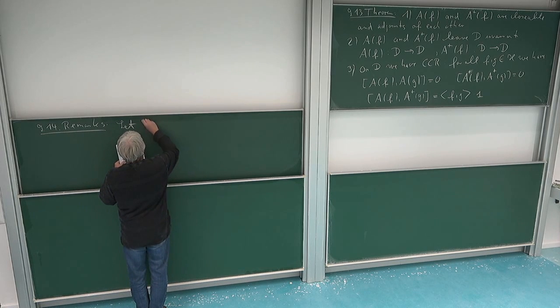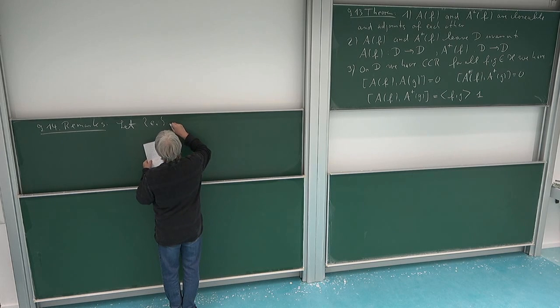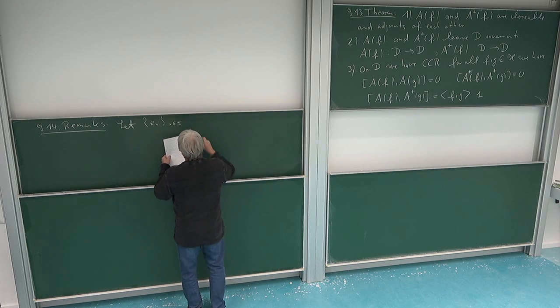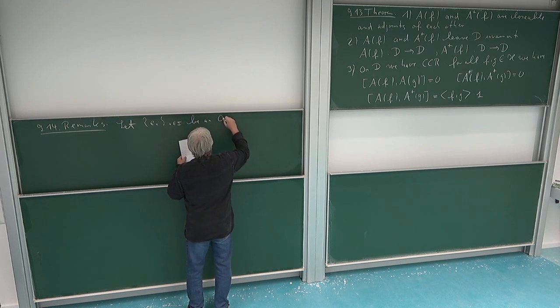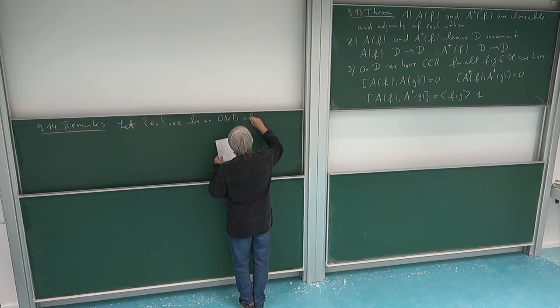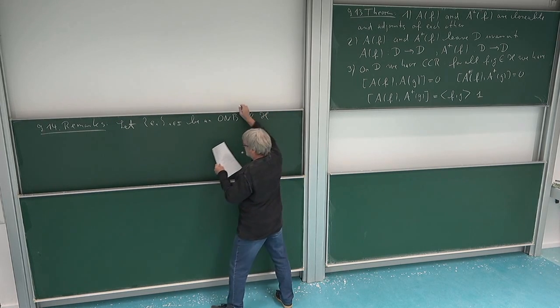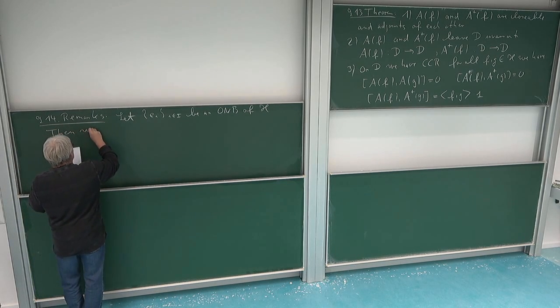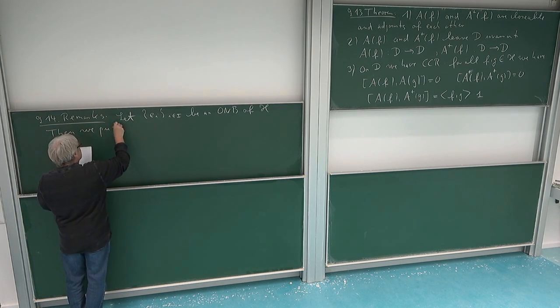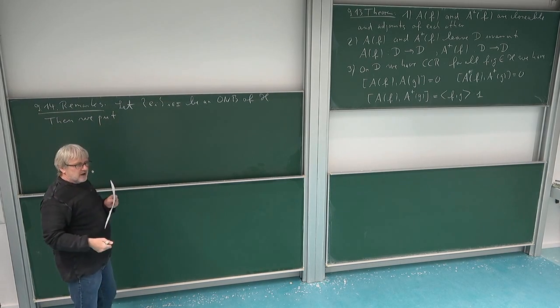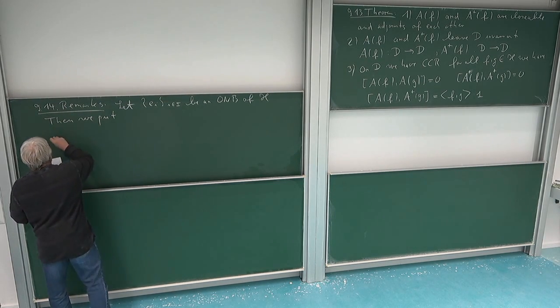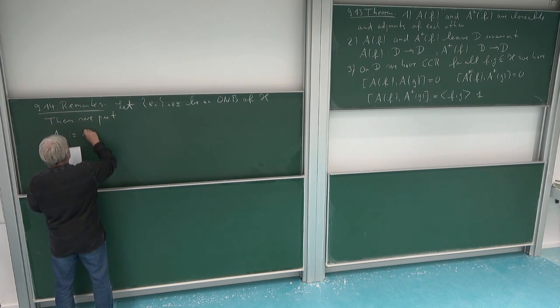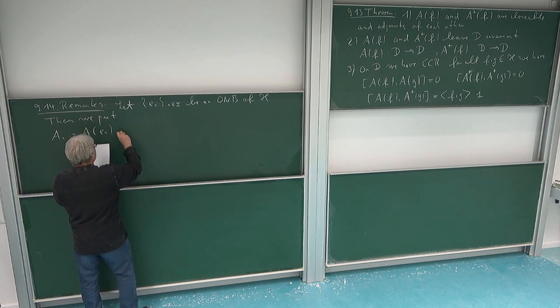So for indexing my operators, I take a basis indexed by some elements in an index set. So this should be an orthonormal basis of H. And then I denote the corresponding creation and annihilation operators. A of E_i, I just denote it by A_i. So A_i is now just A of E_i.